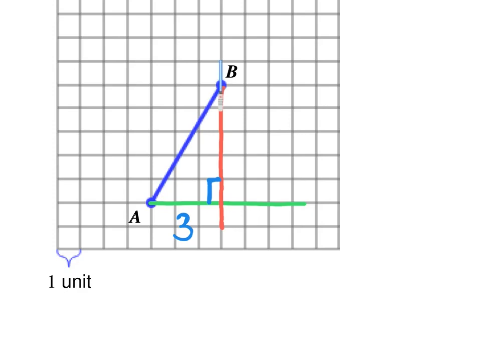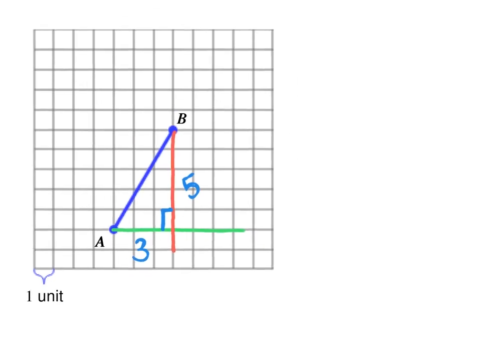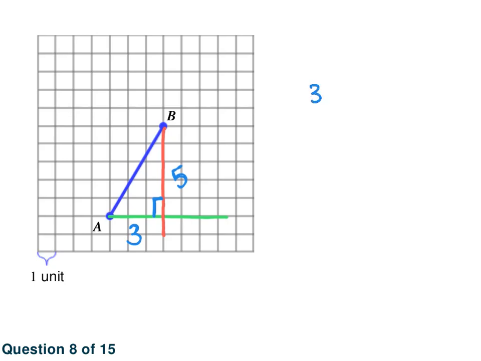And from here I go 1, 2, 3, 4, 5. I know the length of this side is 5. Now I have my 2 legs, and I'm just looking for that hypotenuse. So I will do 3 squared plus 5 squared equals c squared.